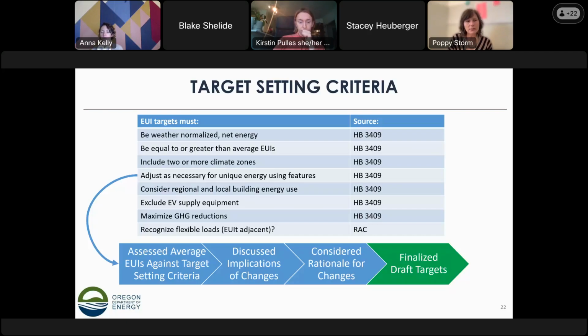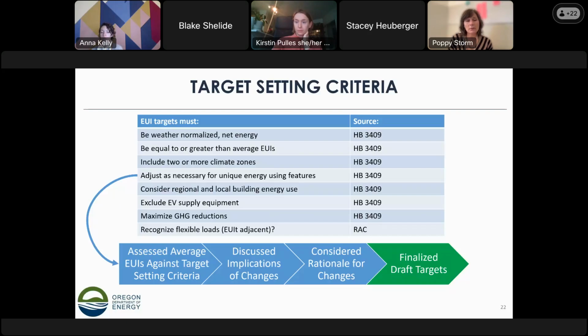They also need to adjust as necessary for unique energy using features. They need to consider regional and local building energy use, which is what we just described in our process. They need to exclude EV supply equipment. And last but not least, they need to maximize GHG reductions. Those are all from the law, House Bill 3409.